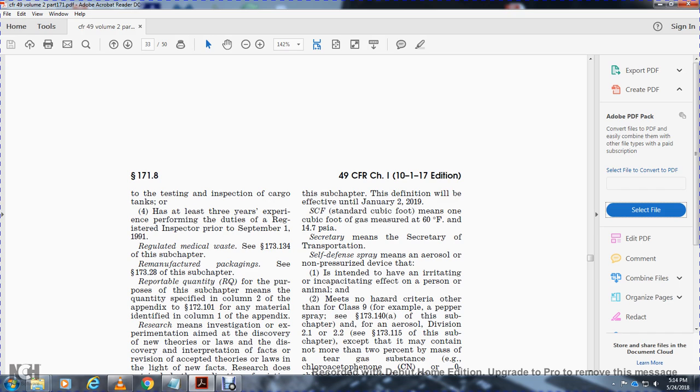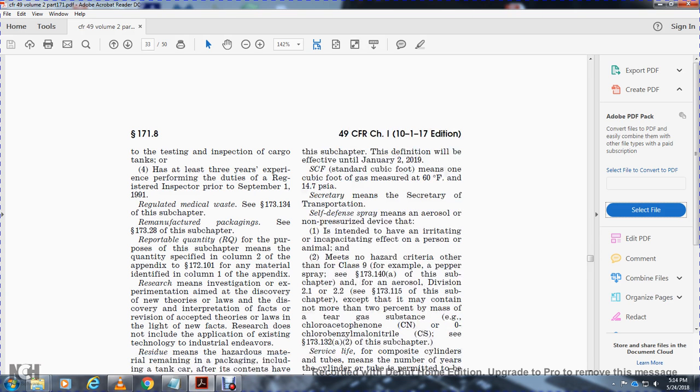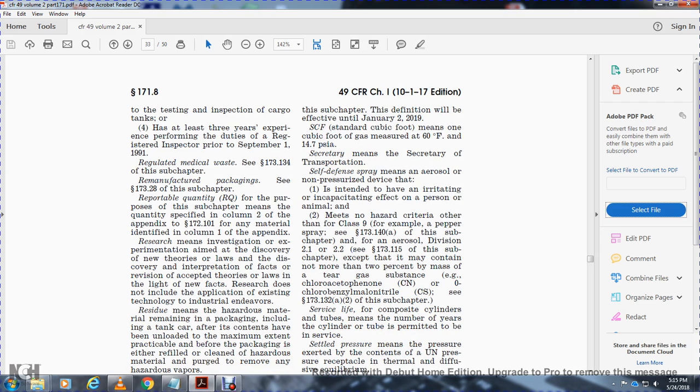It meets no hazard other than Class 9, for example pepper spray under 173.140(a) with the subdivisions for aerosols, Division 2.1 and 2.2, 173.115 of this subchapter, except that it is maintained with not more than 2% of the mass of the tear gas substance, chloroacetophenone and chlorobenzylidene malononitrile, and 173.132(a) of this subchapter. The service life of the composition with the cylinder or tube means the number of years the cylinder or tube is permitted to remain in service.